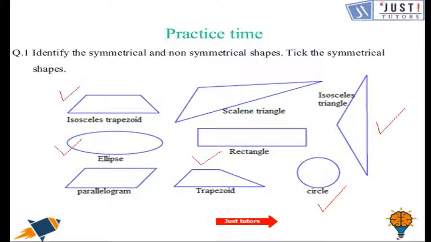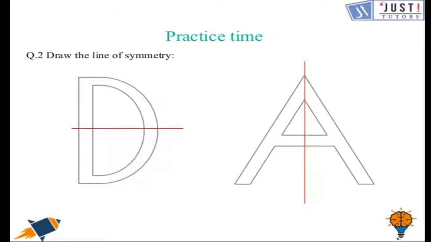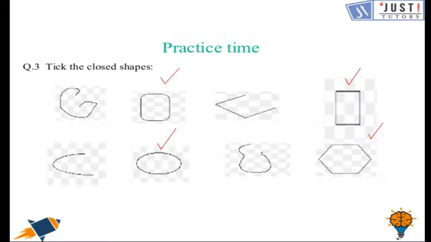So isosceles trapezoid, isosceles triangle, ellipse, rectangle and circle are the symmetrical shapes. We can draw a line of symmetry like this in these 2 alphabets. And these are the closed shapes.